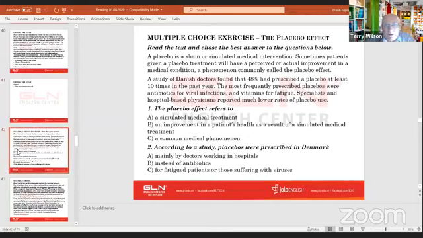Let's have a look at one more. Okay, multiple choice exercise. The placebo effect. So read the text and choose the best answer to the questions below. It should be choose, not chose. So we have 2 short statements about the placebo effect. And then we need to choose A, B, or C as the answers.